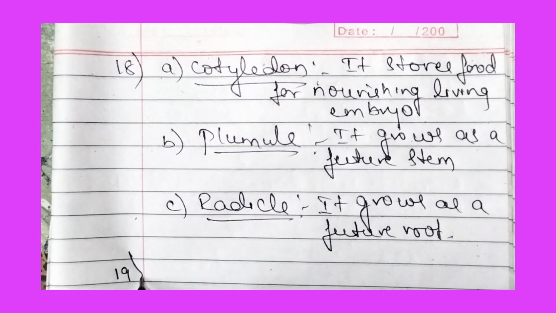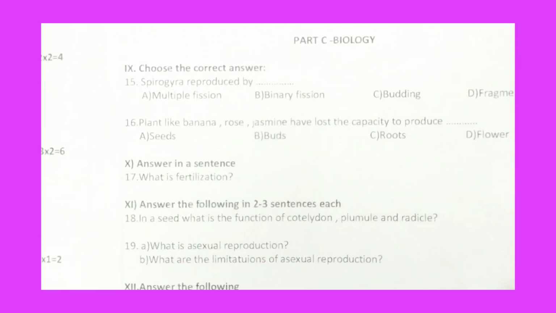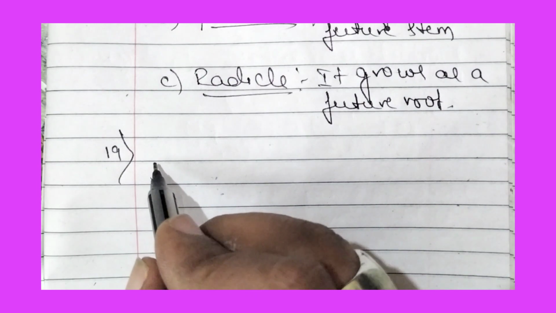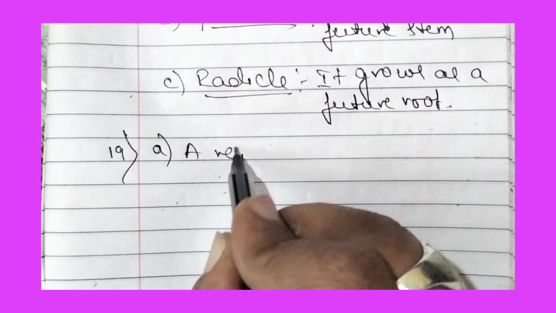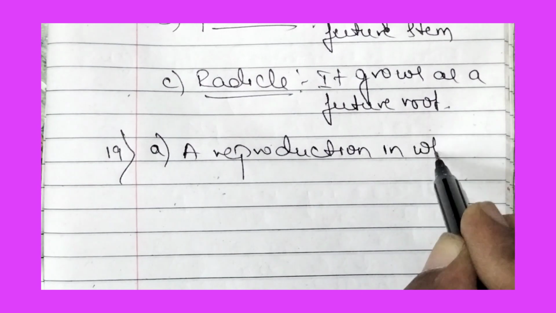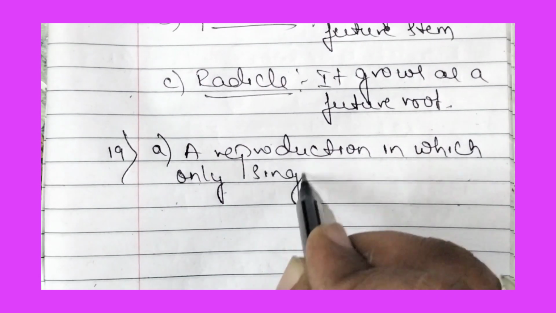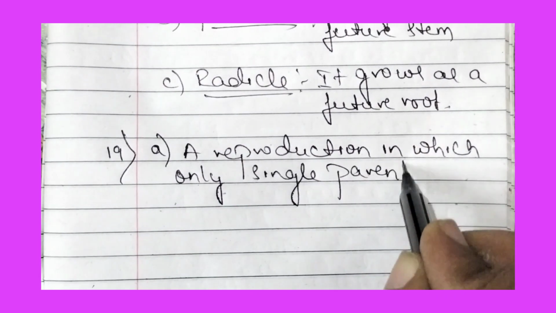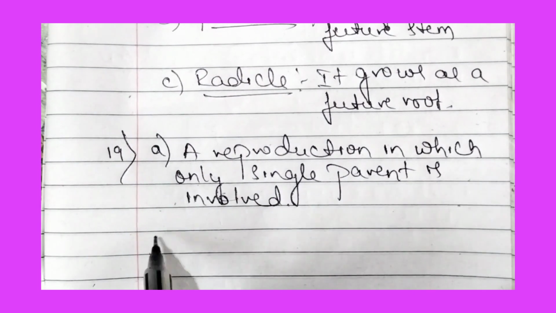Now let us move to question number 19. They asked what is asexual reproduction and what are the limitations of asexual reproduction. What is asexual reproduction? A reproduction in which only a single parent is involved is called asexual reproduction.